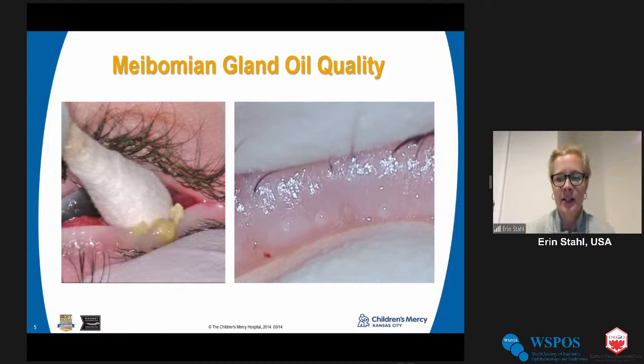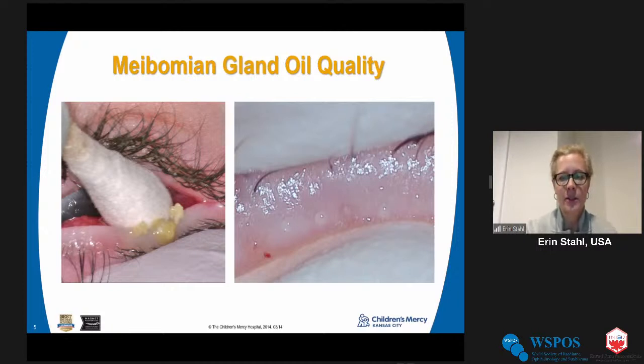The photo on the right is actually directly after meibomian gland probing. That's the time when you see oils as they're really meant to be: you probe, and there's no bacteria in there, there's very little inflammation, and they come out crystal clear. And so that's the difference between healthy oil and diseased oil.